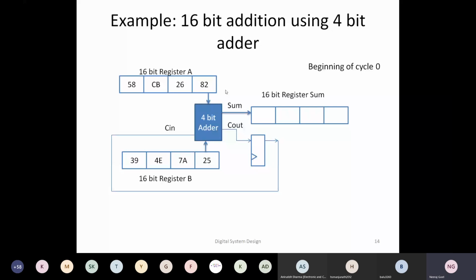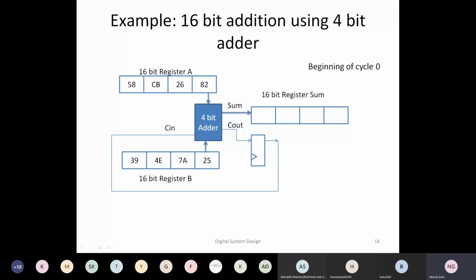Now, what we can do is add one nibble at a time. So let's say the least significant nibble. This is all written in hex. So in hex, we are adding 82 and 25. This is at the beginning of clock cycle 0. By the end of clock cycle 0, your sum would be created. But when this clock edge comes, the sum would be transferred to this register.